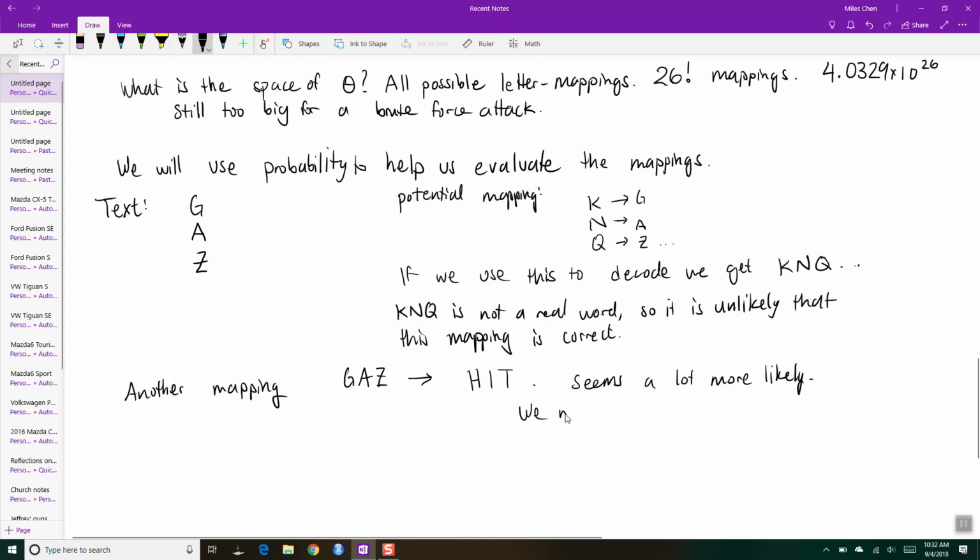And we need more text to fully evaluate a mapping, okay? But it's the idea of, is this likely, if the mapping we're using decodes into real words, then it seems like it is correct, right? And other mappings that decode to nonsense words are less likely to be correct, okay?